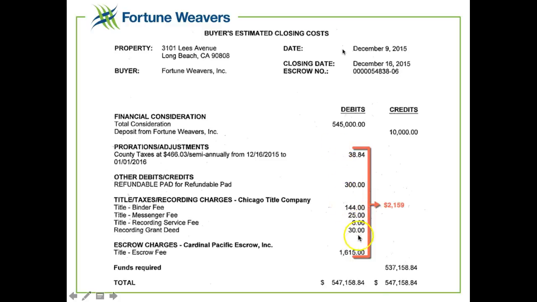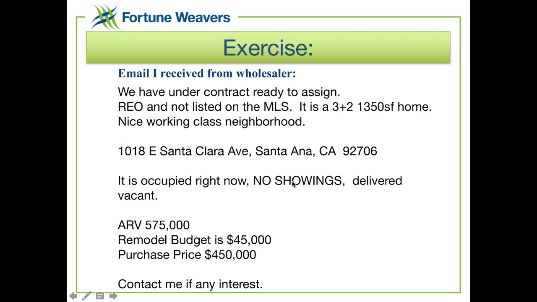And this is very little fees. Escrow $1,650, and there's your title. And $300 of this is a pad, so it actually could be even lower. This is an email we received on a property, and the question I want you to ask yourself right now is, is this a good deal? Would you do this deal? I want you to kind of think about that right now.